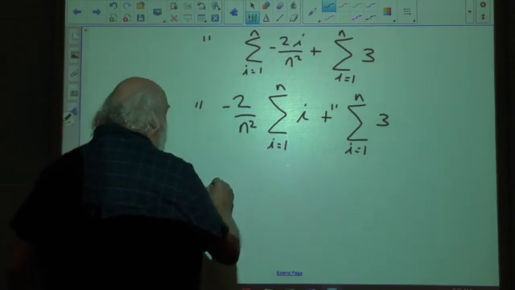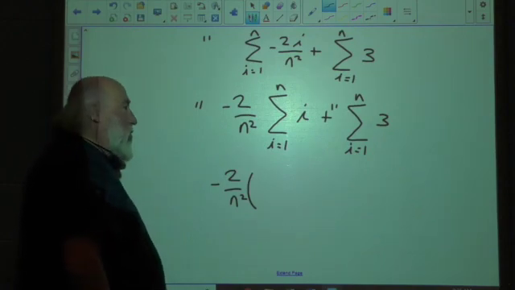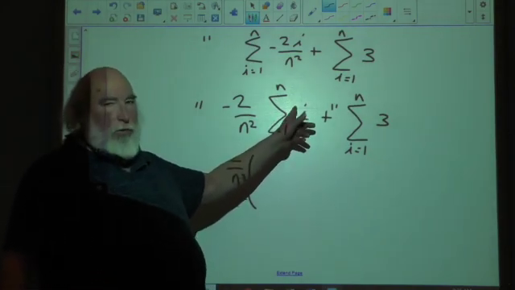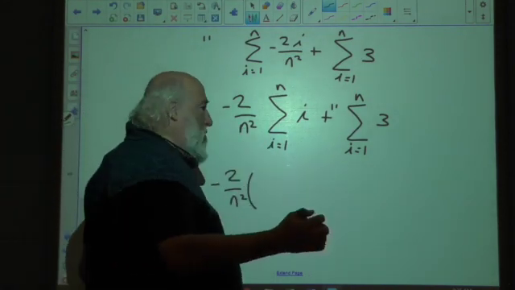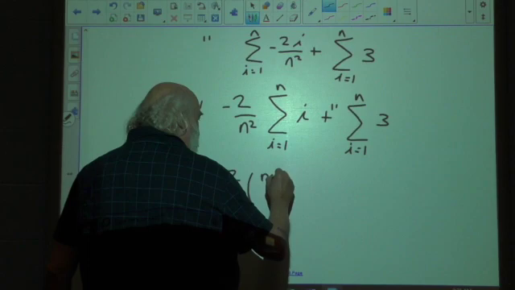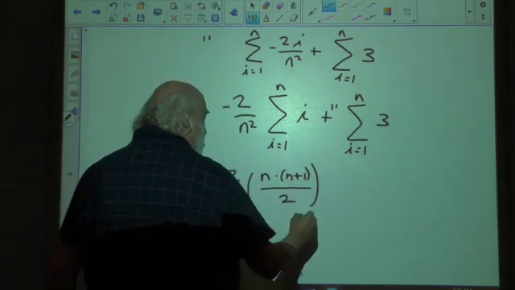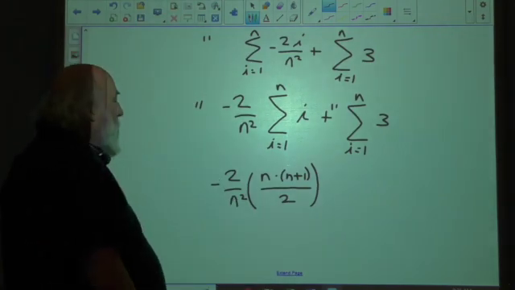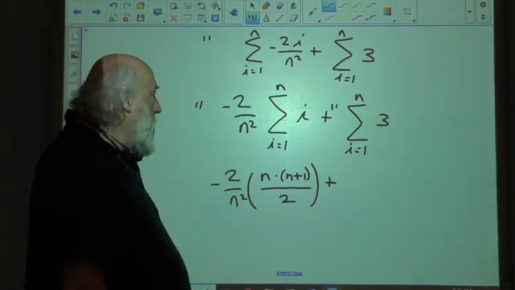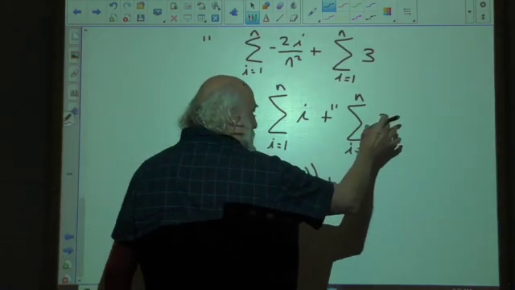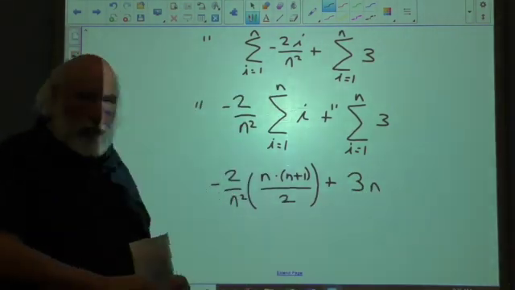Now, I'm going to put in 2 over n squared times. Now, according to the chart, the summation for i, for a series of i's being added together, is n times n plus 1 all over 2. Plus, then over here, since it's just 3 by itself, this becomes 3n. Okay?